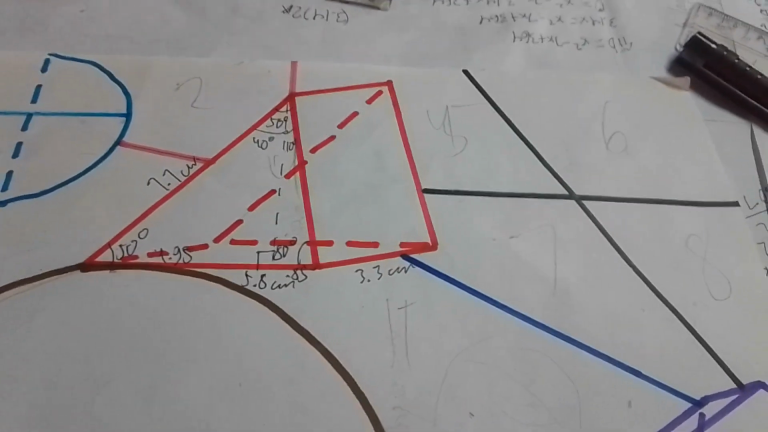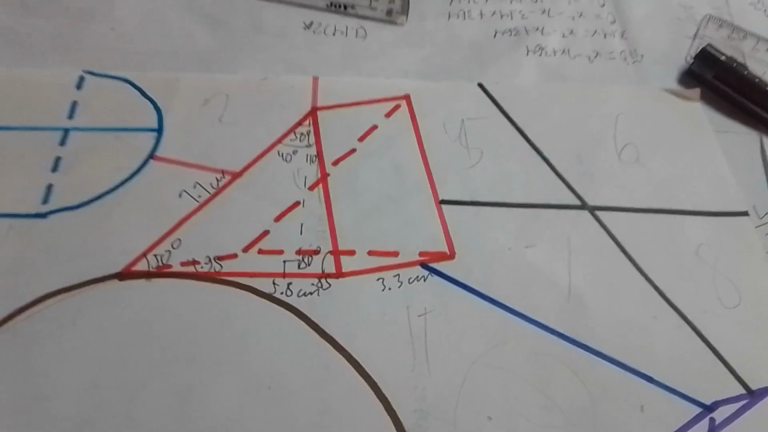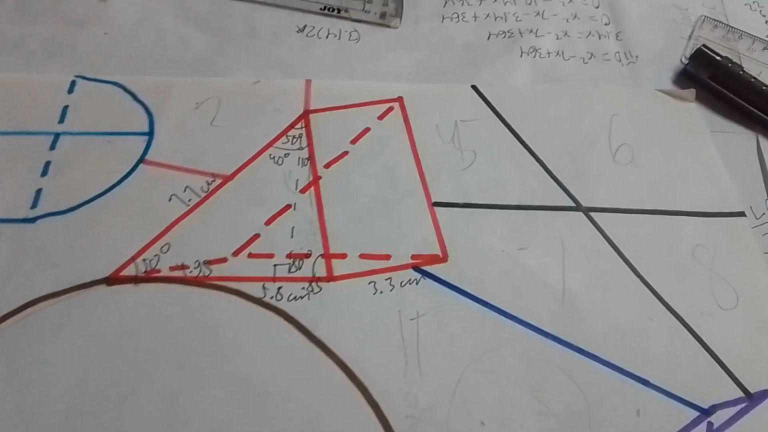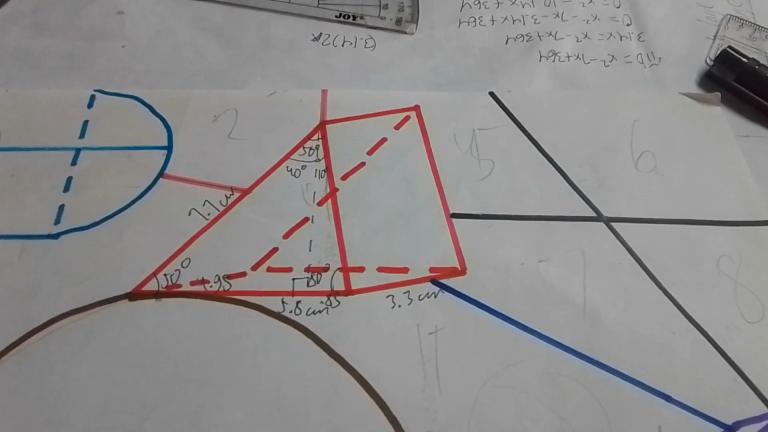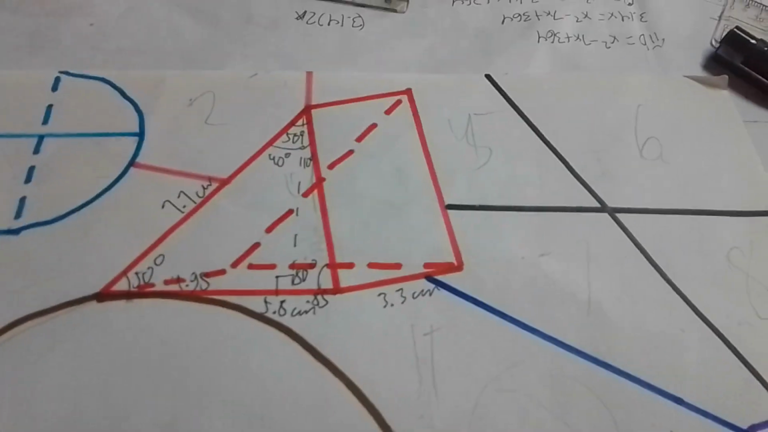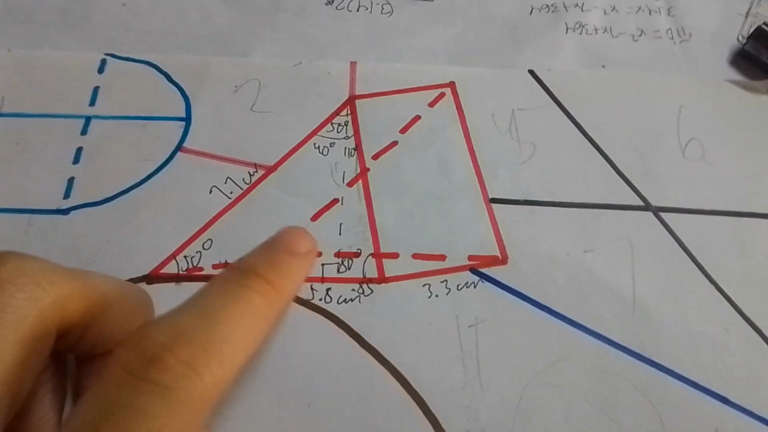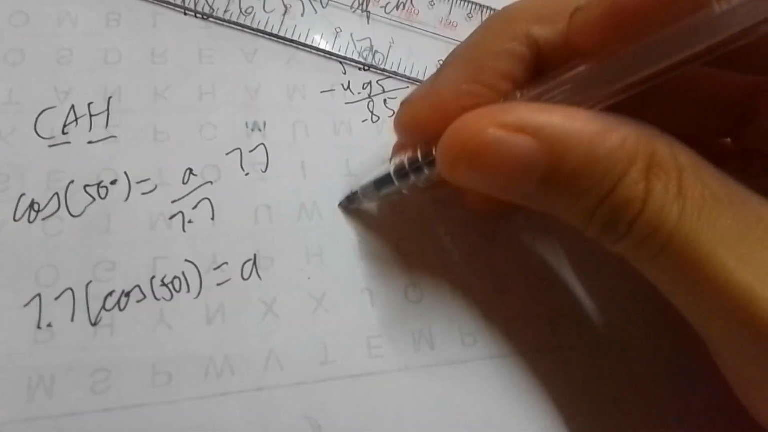Now we need to get the height. Actually, that's the most important thing, because we need to get the height. How do we get the height? Here. We can either do adjacent over opposite. And that's the sine function. So therefore, our function is sine.